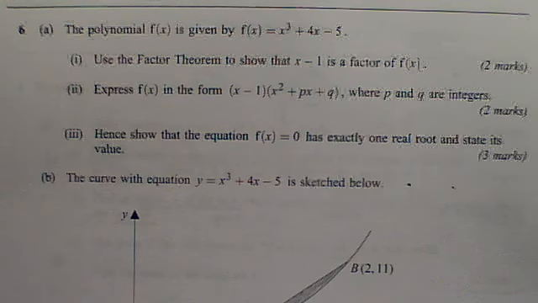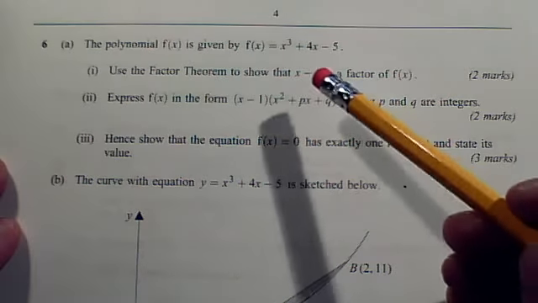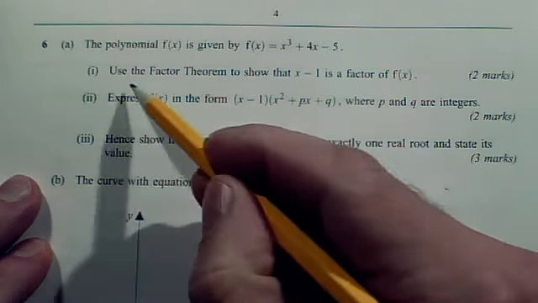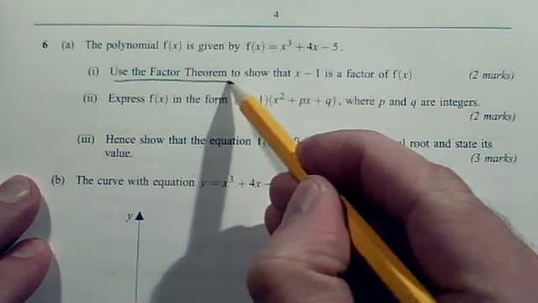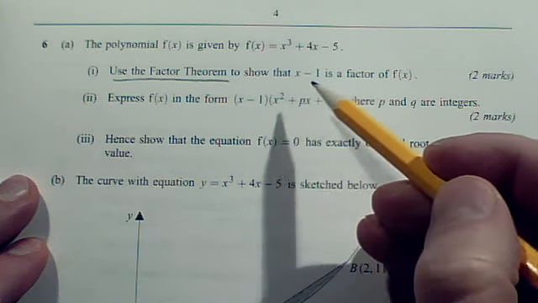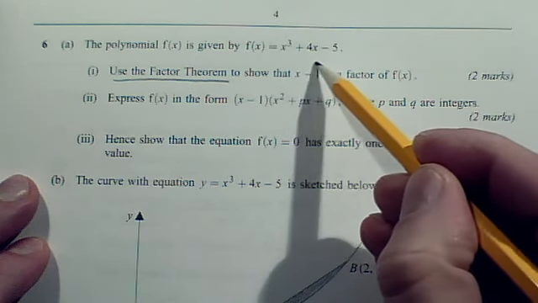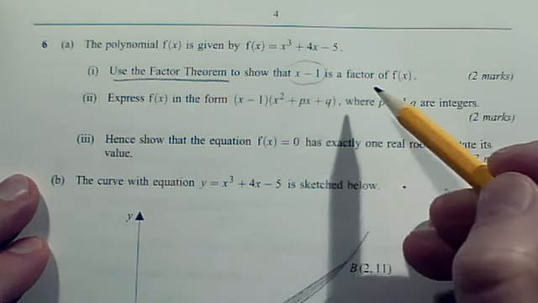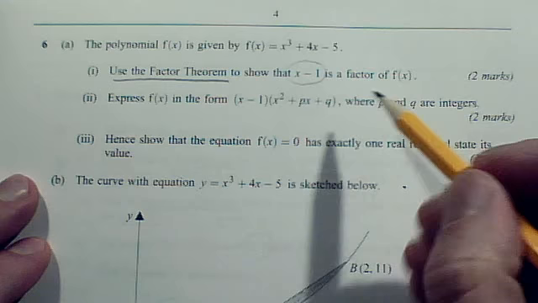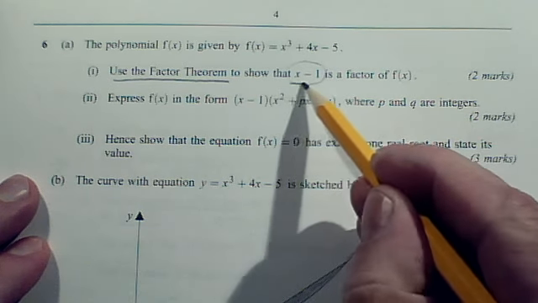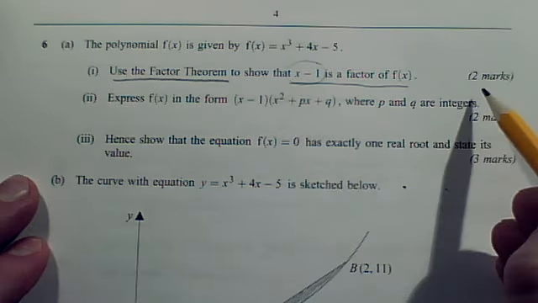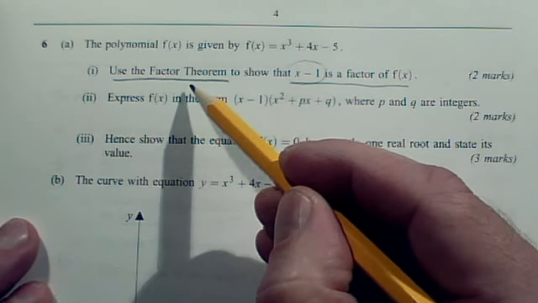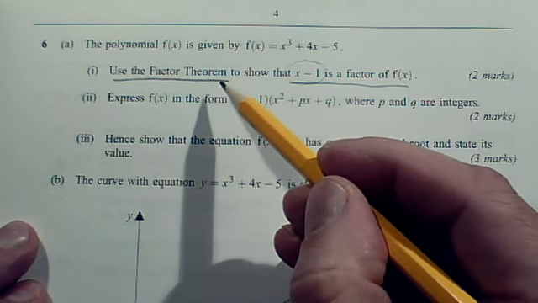Okay, question 6 starts off as a question about polynomials and factor theorem. There's f of x. We have to use the factor theorem to show this is a factor. So that means we have to find the magic x value from the factor to substitute into f of x, get a particular answer, and make a convincing comment that x minus 1 is a factor of it for the 2 marks. Because you've got to use the factor theorem, simply factorising it doesn't get you any marks at all.